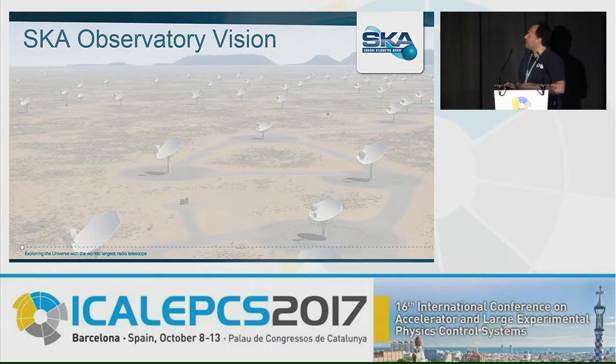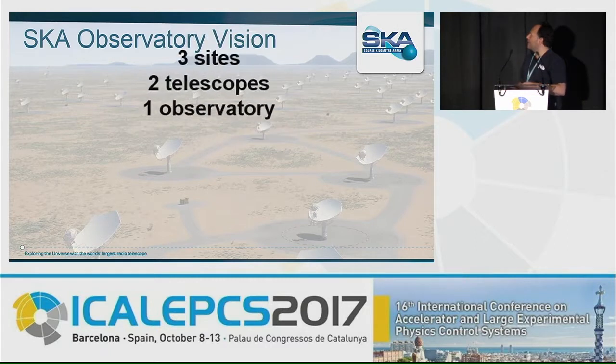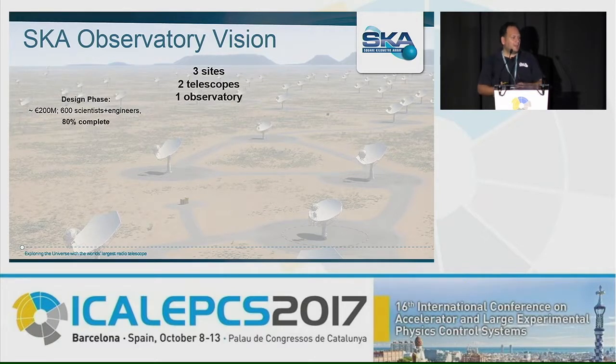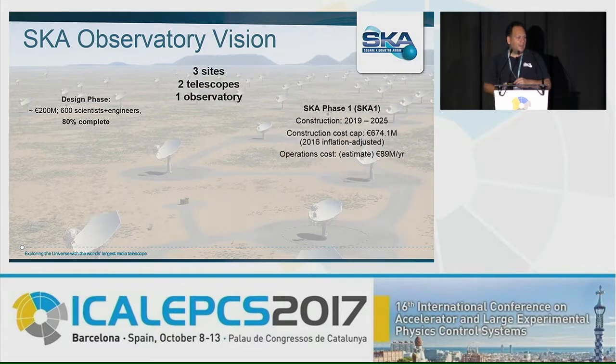So the SKA Observatory vision is having, we will be in three sites, we will have two telescopes, but a single observatory. So people will interact with a single entity. We are currently in the design phase, where we are being helped by around 600 engineers and scientists. This has been costed by their own institutes, and we find it around 80% complete. We're going to do a pre-CDR meeting.